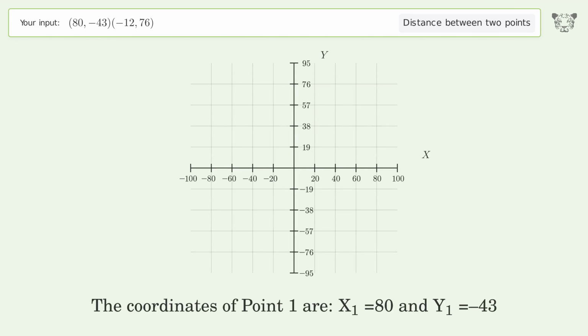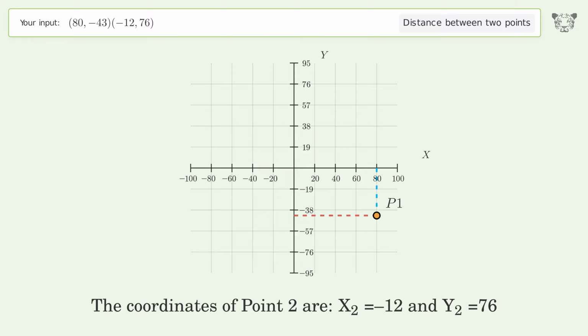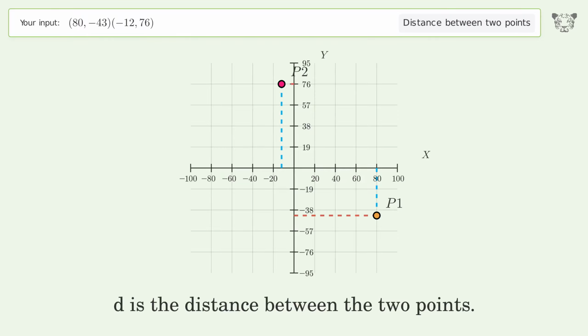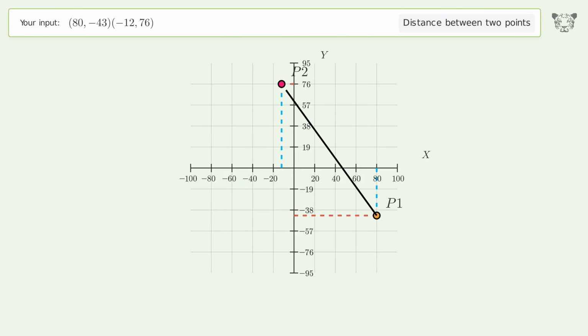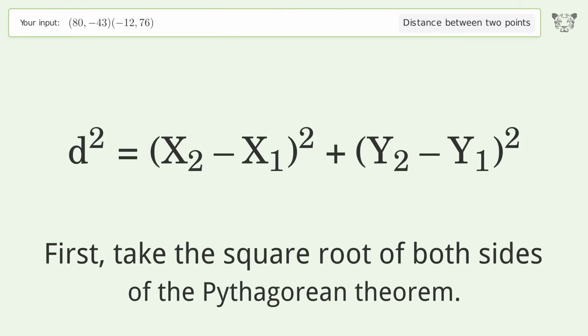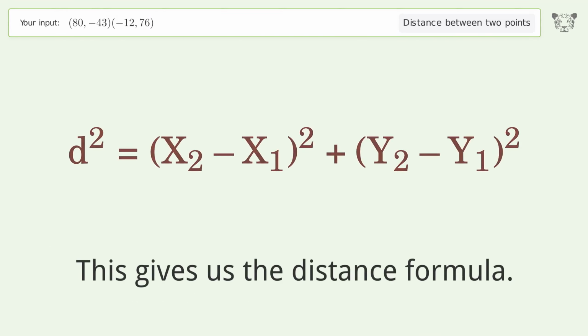The coordinates of point 1 are x1 equals 80 and y1 equals negative 43. The coordinates of point 2 are x2 equals negative 12 and y2 equals 76. D is the distance between the 2 points. First, take the square root of both sides of the Pythagorean theorem. This gives us the distance formula.